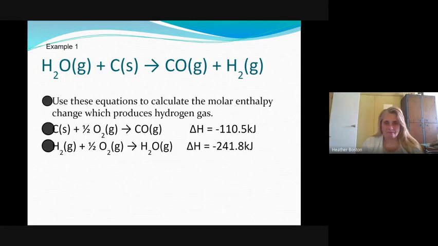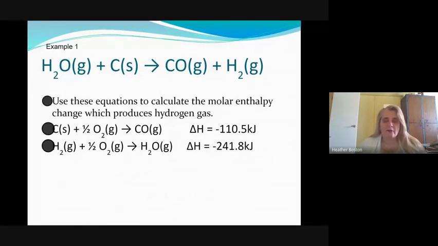Example 1. We're going to use these equations that are given to us at the bottom with the known enthalpy values to figure out the enthalpy change for 1 mole of water gas added to 1 mole of solid carbon yields 1 mole of carbon monoxide gas and 1 mole of hydrogen gas. This one's pretty straightforward. Yesterday we went from start to finish, so we'll do that one first.